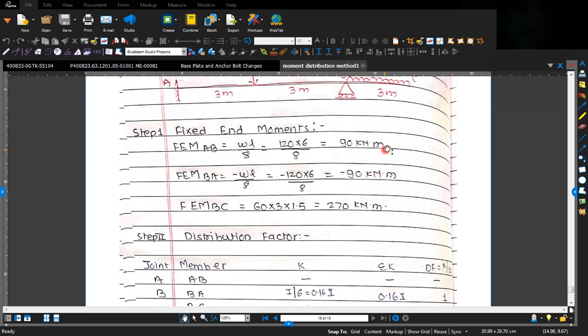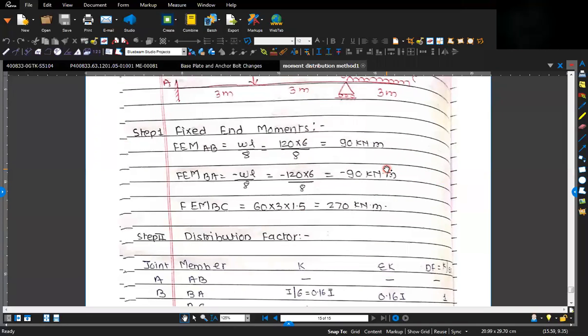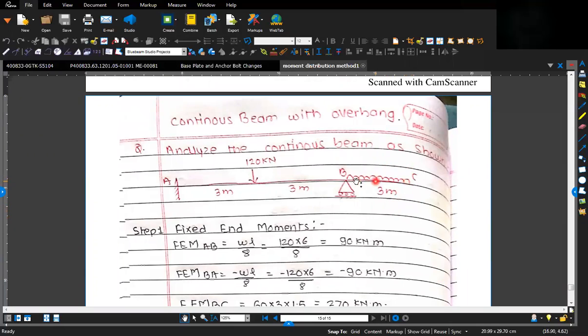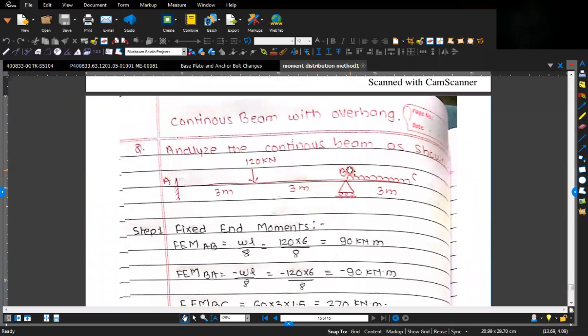We know this BC span, we are going to assume as fixed. But in actual, this support C is an overhang, so we are going to calculate a moment which is anti-clockwise. Just consider there is only one moment present at the B support. What will be the direction of this moment? What will be the nature, clockwise or anti-clockwise?